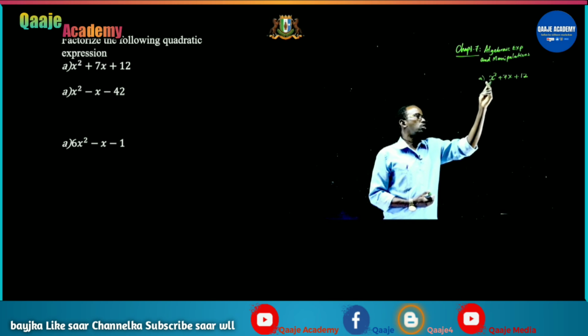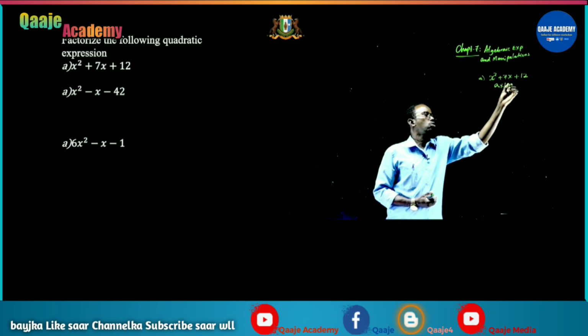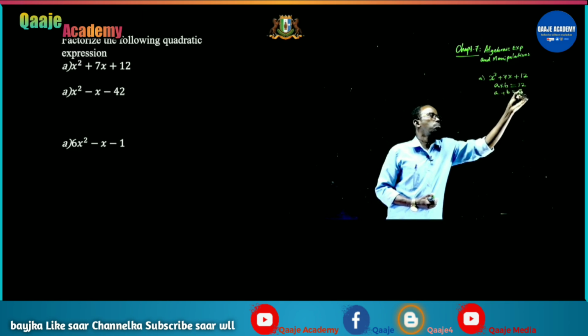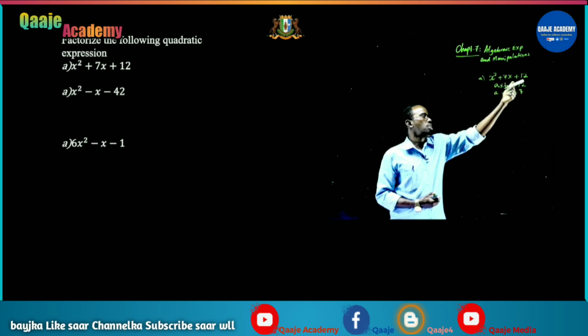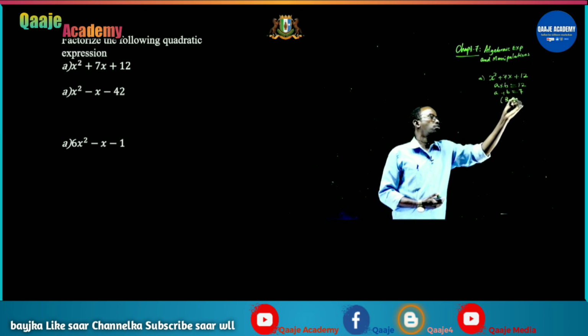the coefficient of x squared is 1, so therefore you say two numbers when you multiply to give you 12, and when you add them to give you 7. That's the middle. So you write the factors of 12. So factors of 12, you have 1, 2, 3, 4, 6, and 12. So two numbers when you multiply to give you 12, and when you add them to give you 7 is 3 and 4.